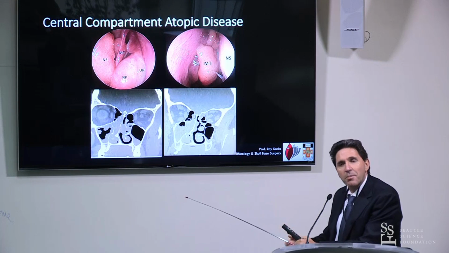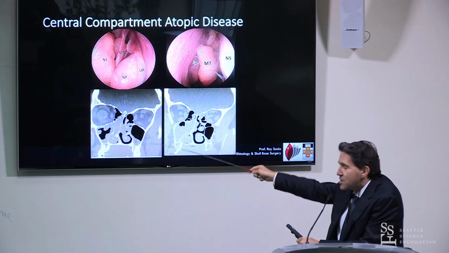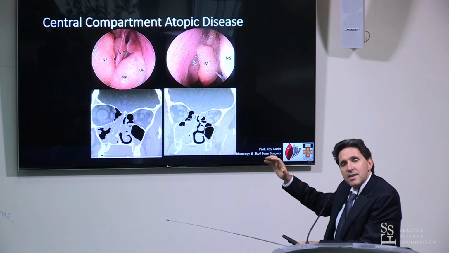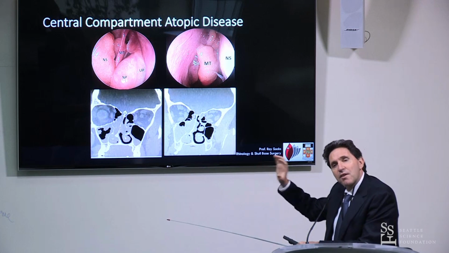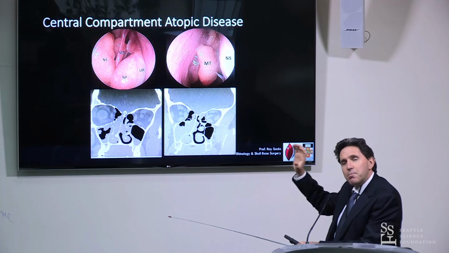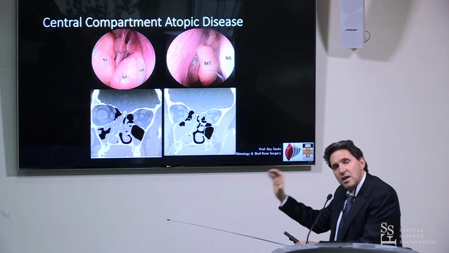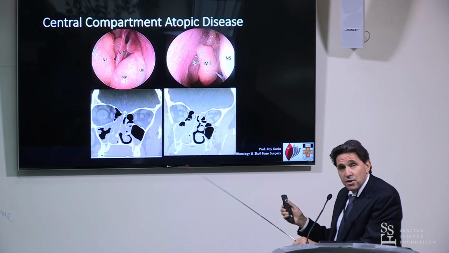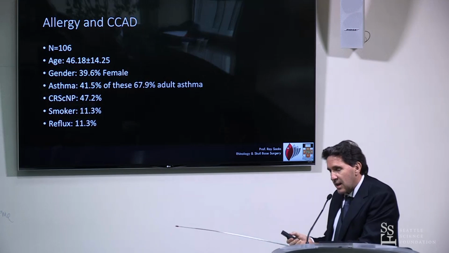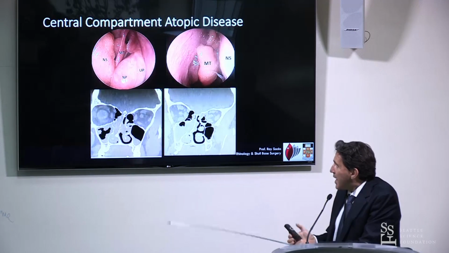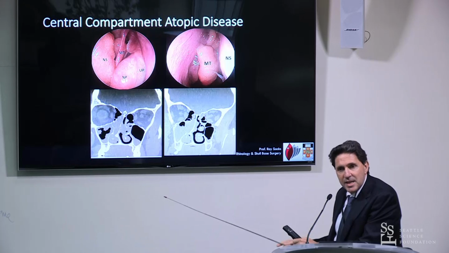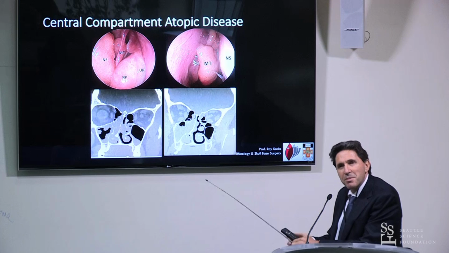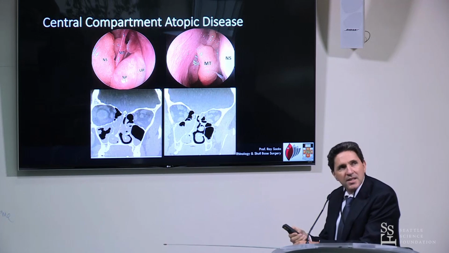This is what we see more commonly, where you've got polyp in the nose and you've got secondary polyp changes within the sinuses. This is a secondary phenomenon, and these patients have a very, very high incidence of allergy, and need to be managed in combination with your friendly allergist, looking at all sorts of different treatment options, which we'll discuss in a short while. And we label the central compartment atopic disease, where it's all based centrally. They've got polypoidal changes over the septum and the middle turbinates, and then they've got the secondary sinus disease.